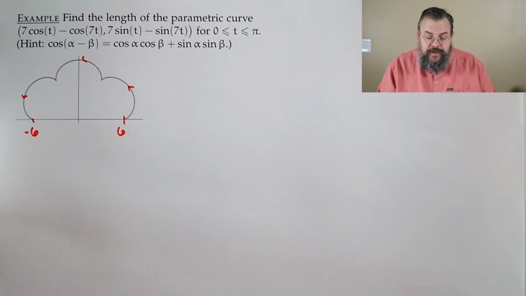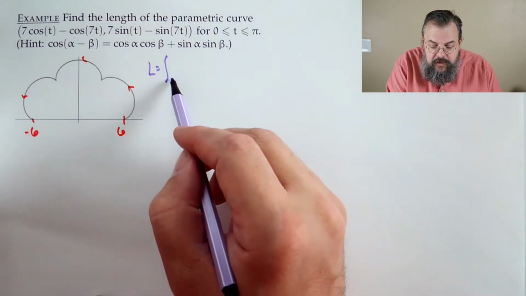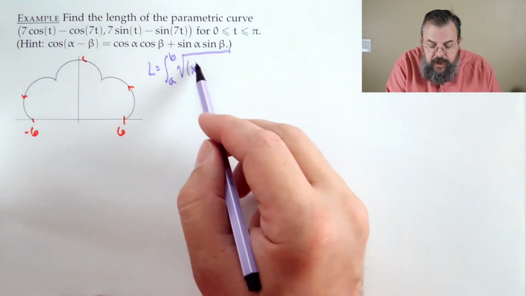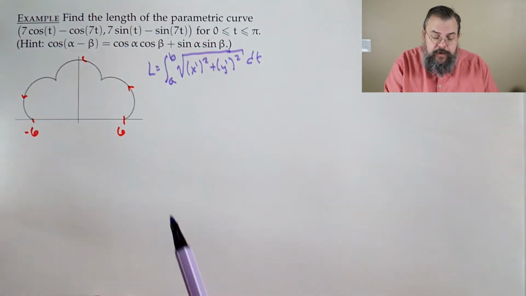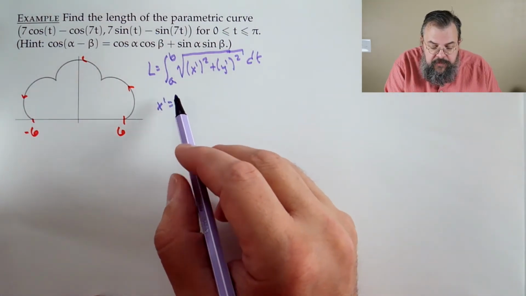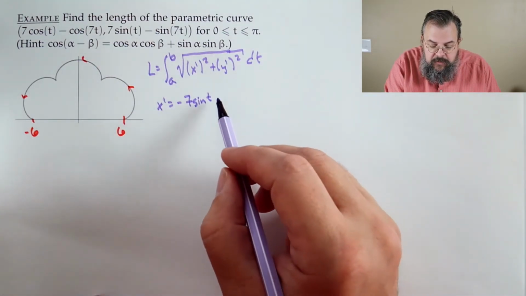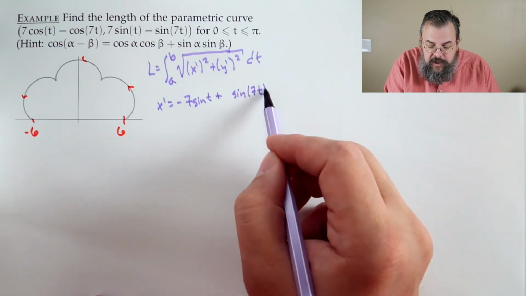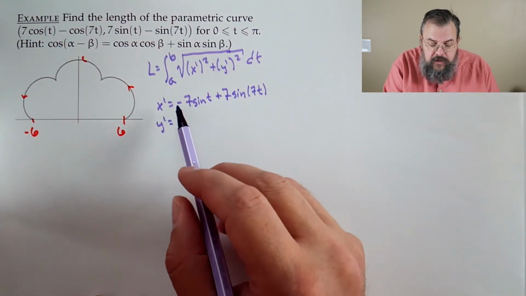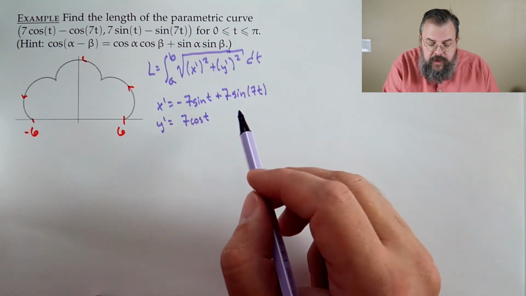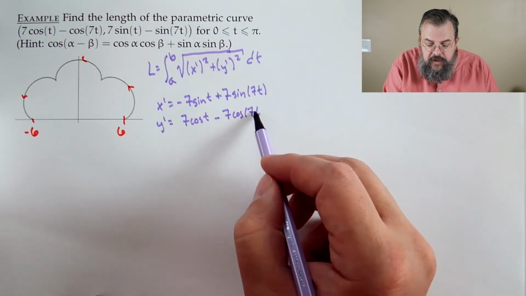Let's see what happens. Well, we do what we always do, which is we think about our basic formula. We know our length is adding up, start to stop, the square root of x prime squared plus y prime squared dt. So we're going to spend a lot of time here with our x primes and our y primes. Now, they're not so bad. For example, x prime, well, derivative of cosine is negative sine, so minus 7 sine t, and here, minus a minus is a plus, and then a sine of 7 times t, but chain rule says put another 7. Y prime: derivative of 7 sine t is 7 cosine t, and then minus 7 cosine 7 times t.